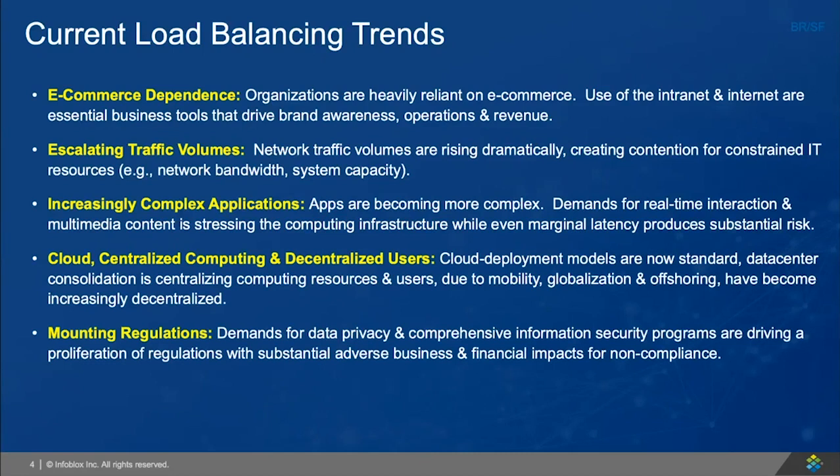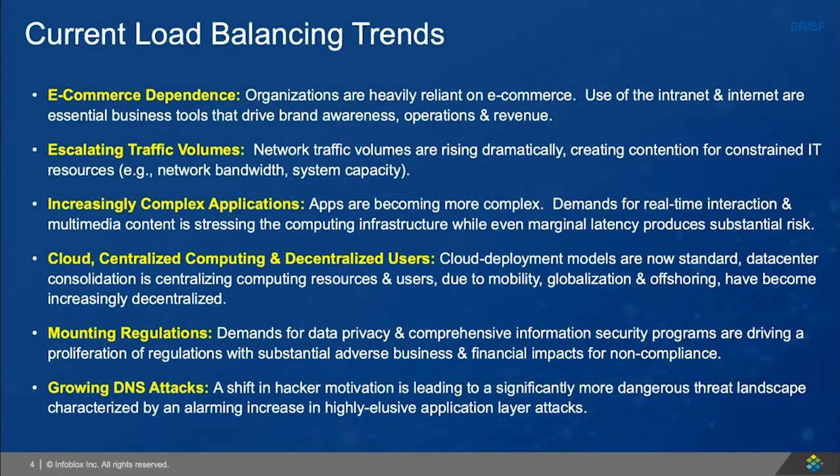So there are those things to consider, and these things all kind of fit in with global server load balancing. And then, of course, we've talked about DNS-based attacks. It seems like the hackers are really moving to more dangerous threat landscapes. There's an alarming increase in highly elusive application layer attacks, and we're all kind of feeling this and seeing this through the media. So these are some of the trends that we're seeing in load balancing right now, and one of the reasons why today we really want to share the DTC story with you.